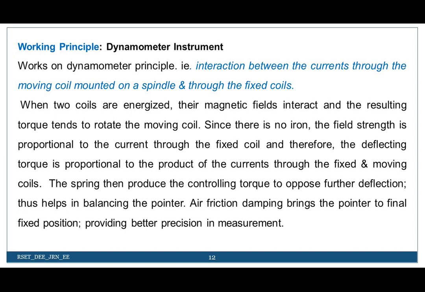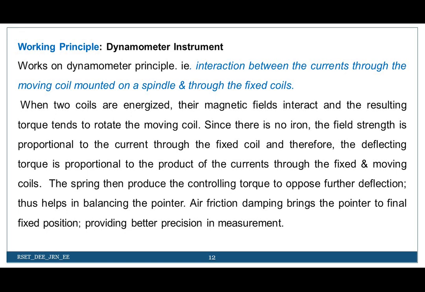When the two coils are energized, their magnetic fields interact and the resultant torque tends to rotate the moving coil. Since there is no iron, the field strength is proportional to the current through the fixed coil, and therefore the deflecting torque is proportional to the product of the currents through the fixed and moving coil. We'll see the expression.